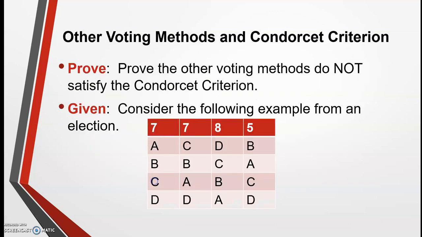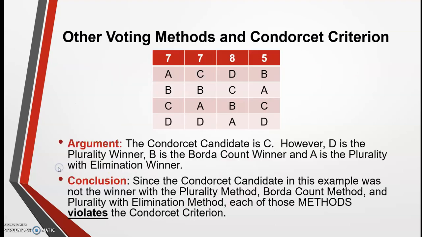What we're going to find out, though, is that the other three voting methods that we have worked with do not satisfy the Condorcet criterion. Another way of saying that is that they violate the Condorcet criterion. So let's look at this one counterexample. Who has the most votes? That would be D. So D is the plurality candidate, not C, who's the Condorcet candidate. So the plurality method fails.